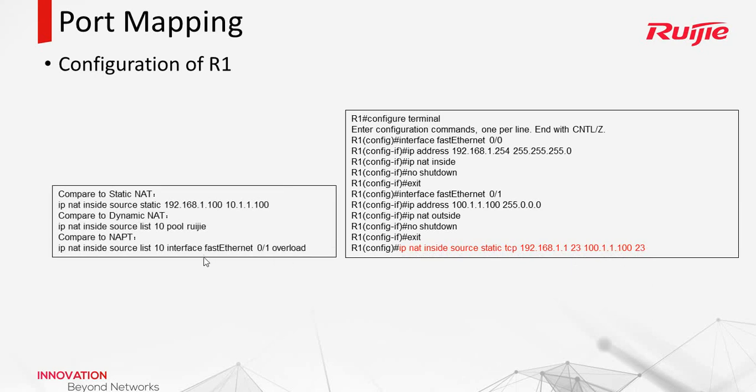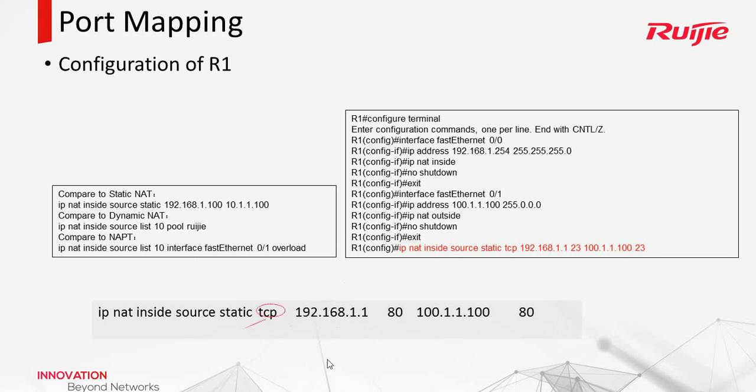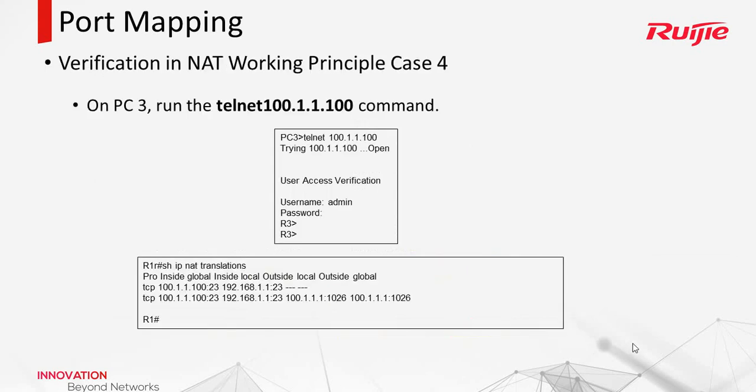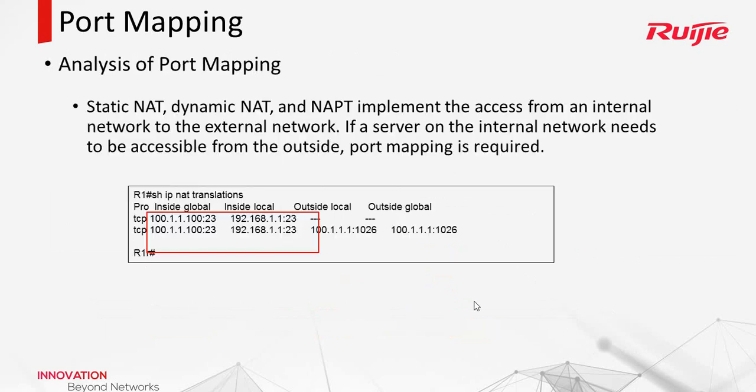Okay, here is the comparison. If we want to provide a web service, we can use TCP and port number 80. This is the protocol, inside local address, then local port, global address, global port. We try to telnet and show ip nat translations to check it.